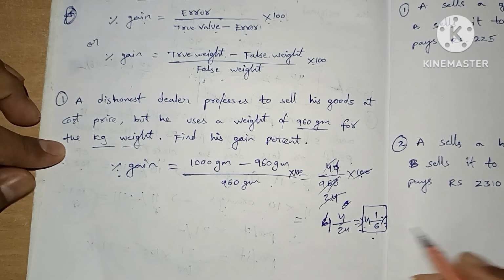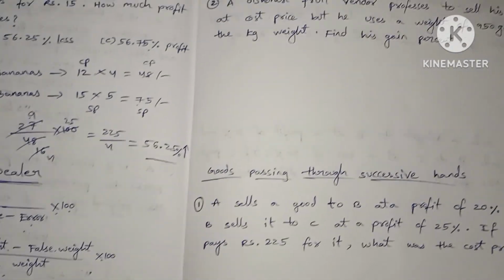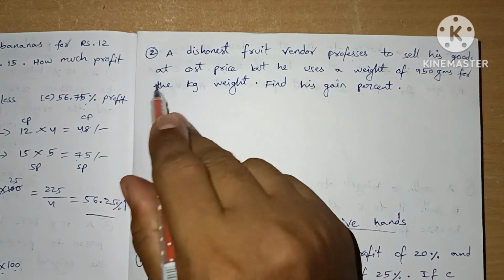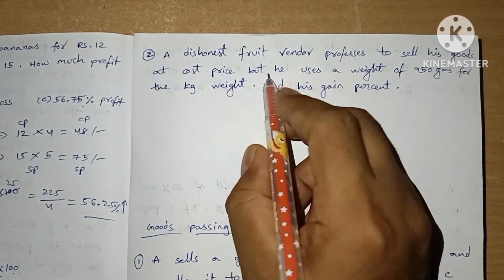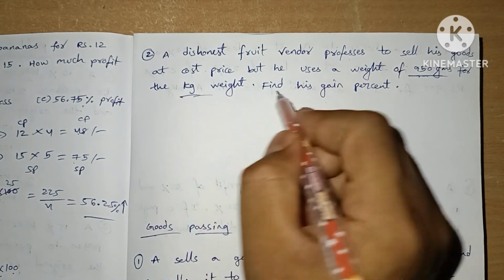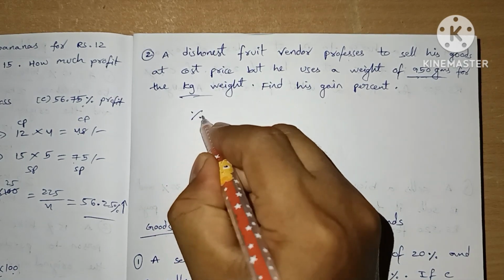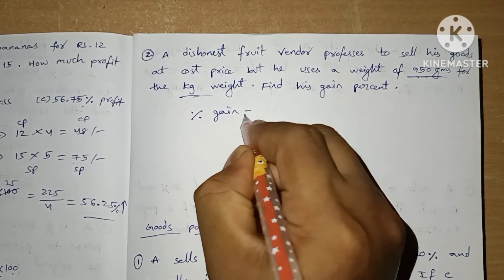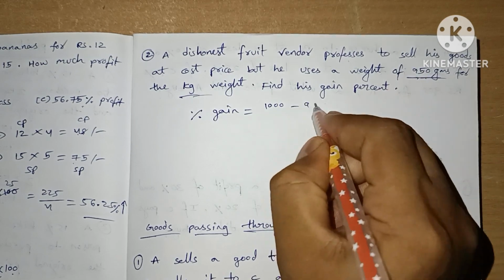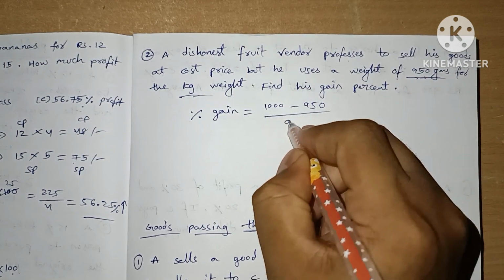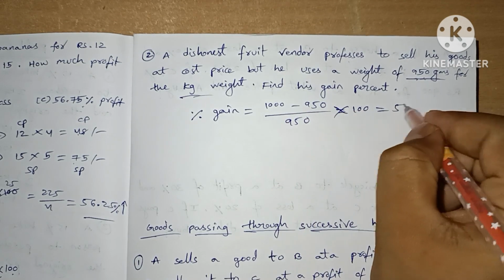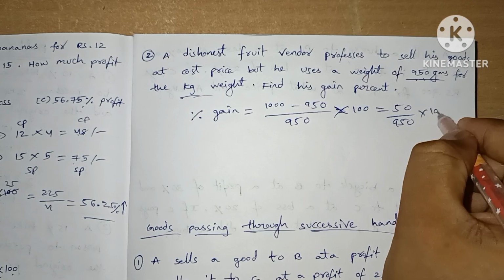Let's see one more question and try to understand this concept. A dishonest fruit vendor professes to sell his goods at cost price, but he uses a weight of 950 grams for the kg. So find the percentage gain. So we have the formula percentage gain is equal to true value, which is 1000 grams, minus 950 divided by the false weight 950 into 100. We get 50 divided by 950 into 100.